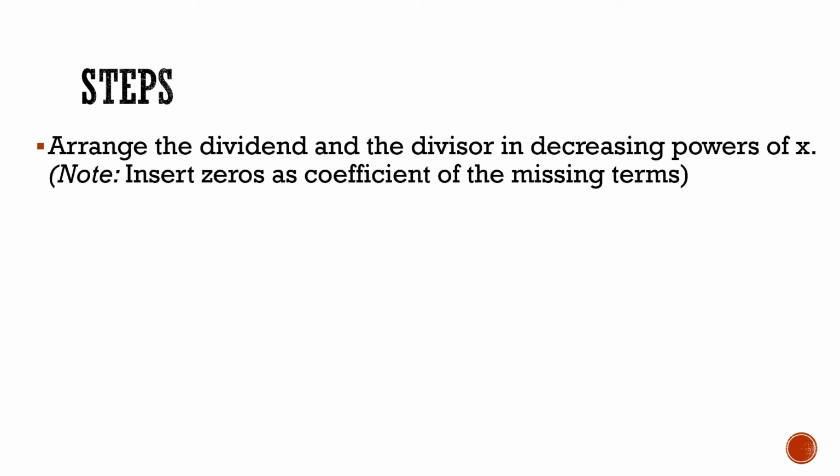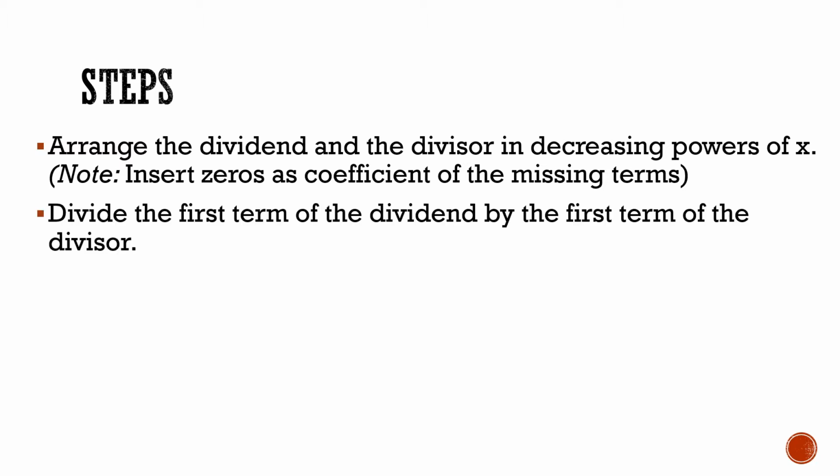First, arrange the dividend and the divisor in decreasing powers of x. Insert zeros as coefficient of the missing terms. Second, divide the first term of the dividend by the first term of the divisor.